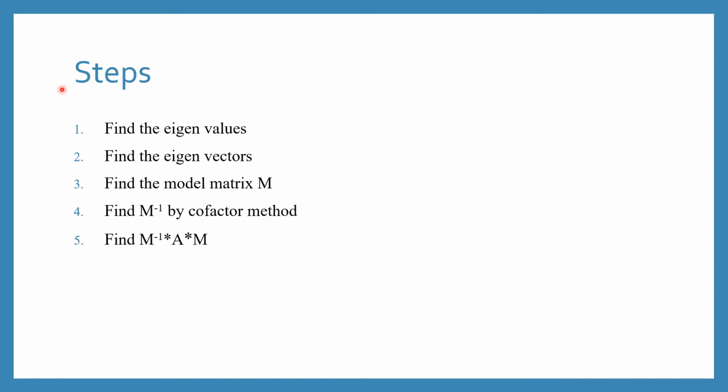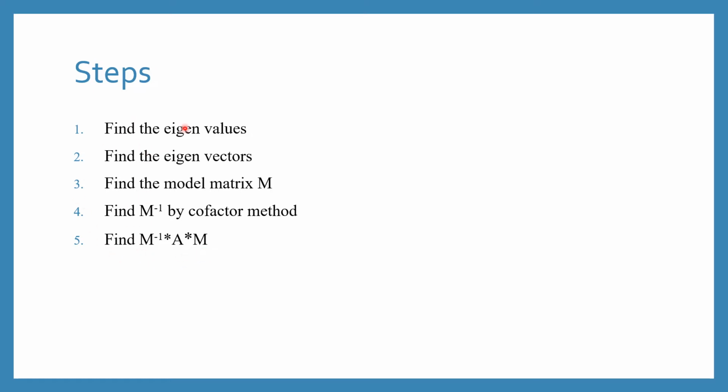Now we will see what all are the steps in calculating the diagonalization of a matrix. The first step is we have to find out the eigenvalues. Second step, we have to find out the eigenvectors. Third step, we have to identify the model matrix M. And fourth step, find M inverse. Find the inverse of the model matrix by the cofactor method. Then the last step is find M inverse into A into M.